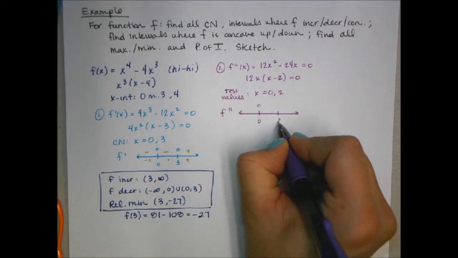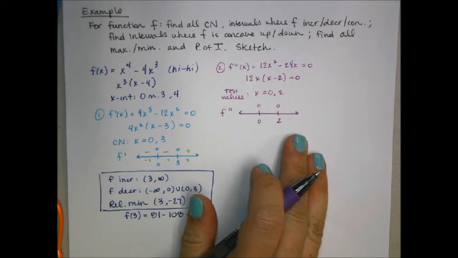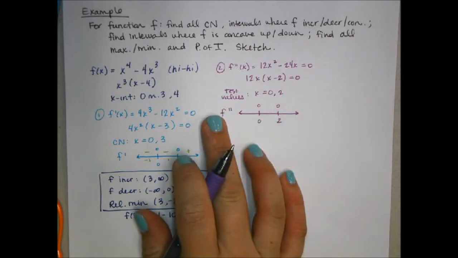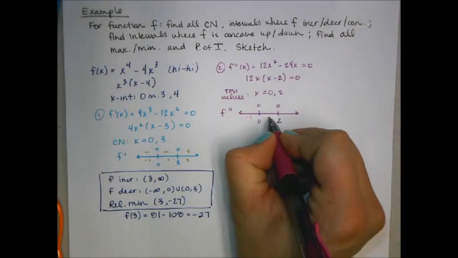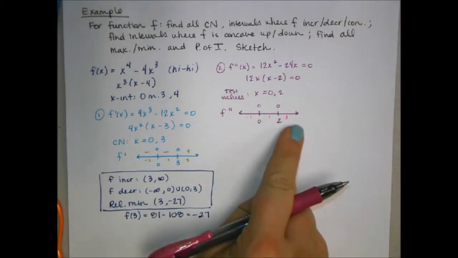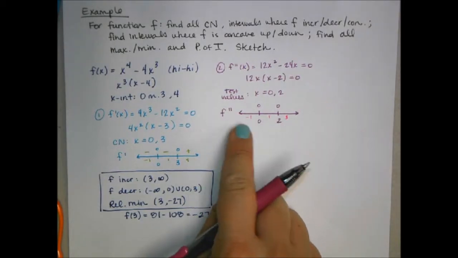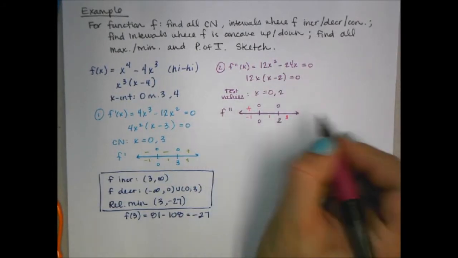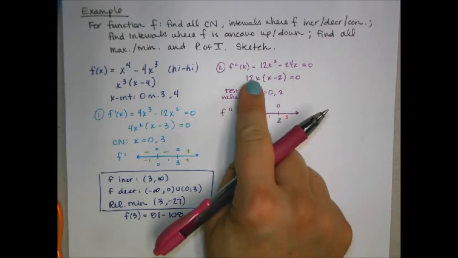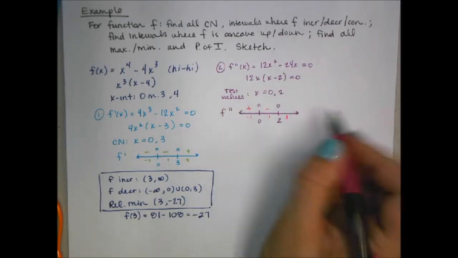So 0 and 2 are both zeros of the second derivative. We'll pick some numbers here to plug in. Plug those back into your second derivative. So plugging in -1, we get a negative times a negative is a positive. Plugging in 1, we get a positive times a negative. And plugging in 3, 2 positives.